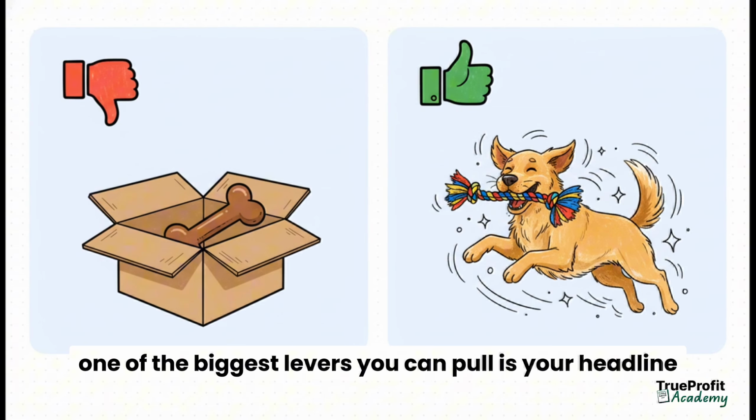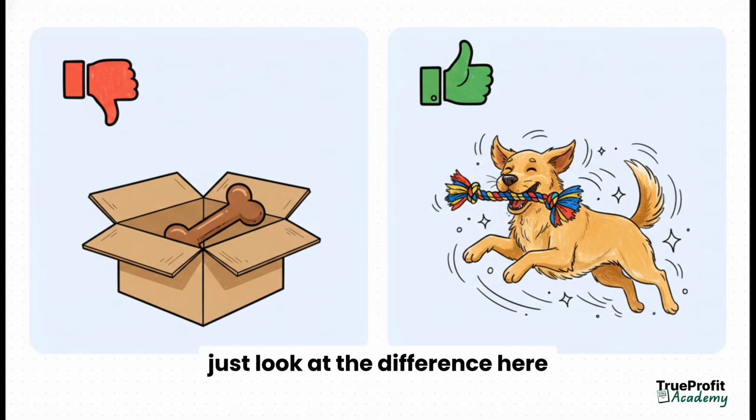Honestly, one of the biggest levers you can pull is your headline. Just look at the difference here. The before is, well, it's fine. It's factual. Buy dog toys online. But the after? How to keep your dog happy. That connects on an emotional level. It's not selling a product, it's selling an outcome, a benefit. And that simple shift is huge.